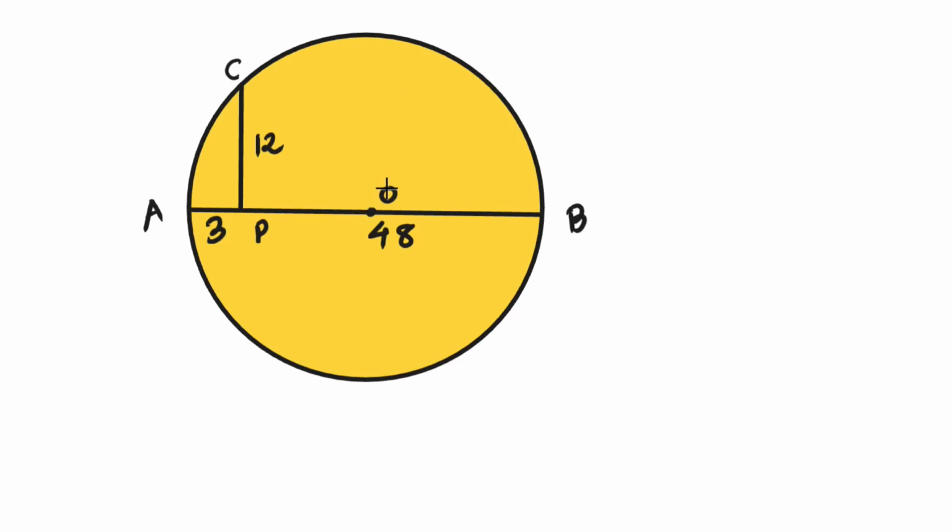with center O, and inside the circle there is a horizontal chord AB. A vertical line segment CP intersects chord AB at a right angle. Now let's write down the given information.